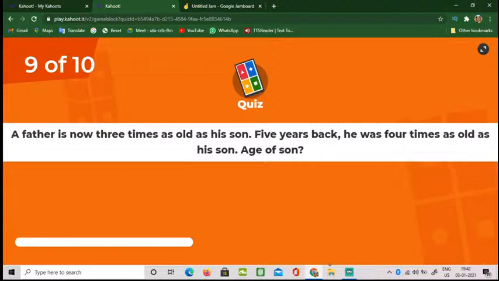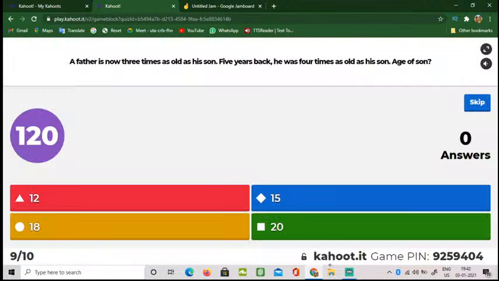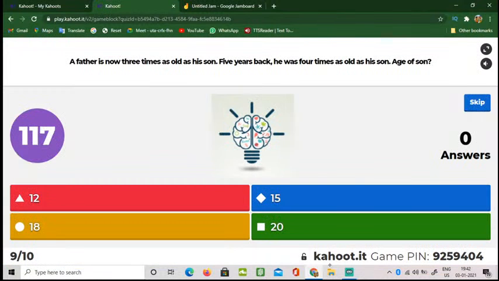The ninth question of our session. A father is now 3 times as old as his son. 5 years back, he was 4 times as old as his son. So now we have to find the age of the son, okay? I've got one answer.